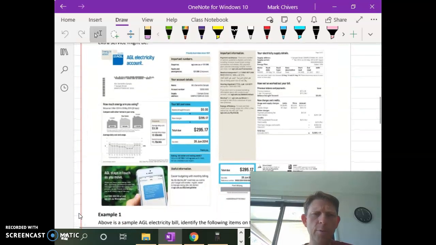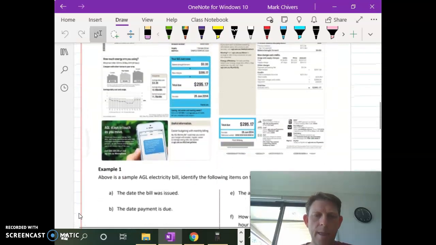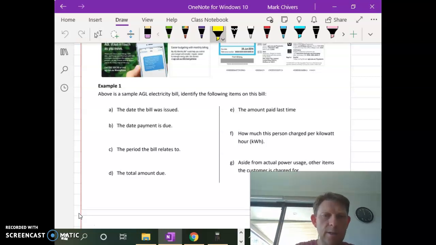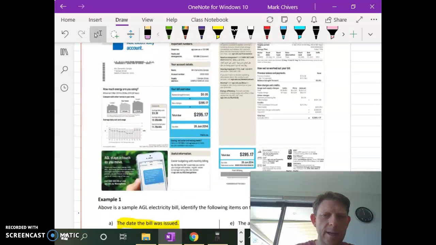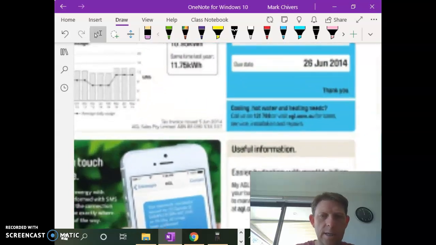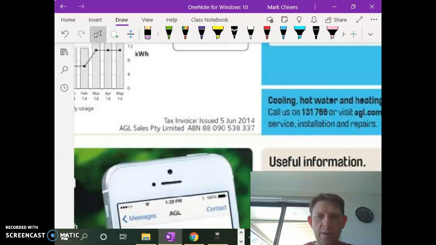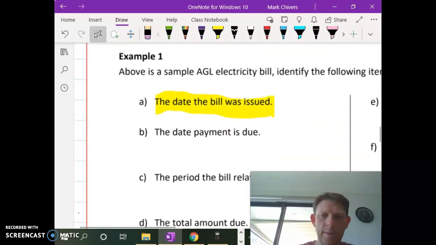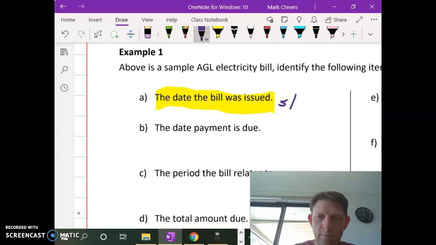So here we've got an example bill from AGL. And there's a bunch of information we've got to answer about this. So I think I might use a bit of highlighter here. This first question, the date the bill was issued, we need to go find that on there. This is going to require a little bit of squeezing in and squeezing out because it is in a bit of fine print, but we can still see, we just let that slowly come back into focus. There's the tax invoice issue date right there. So the 5th of June 2014, so we can write that down below.